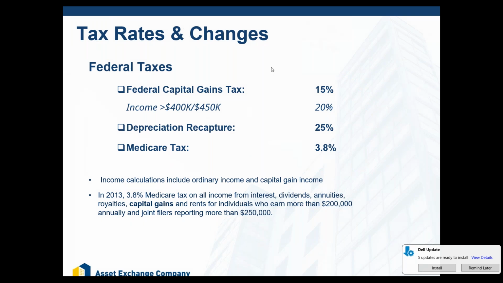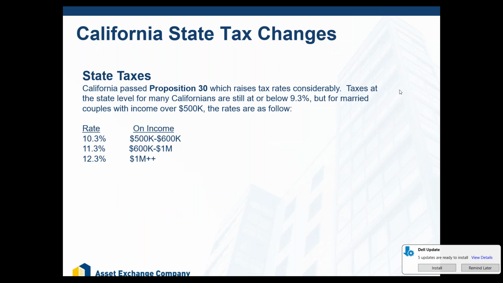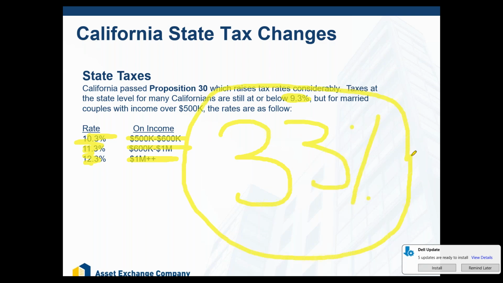Ladies and gentlemen, if you are sitting in the beautiful state of California, like I am, you're also going to have California state taxes to pay, which start at about 9.3%, but go as high as 12.3% depending on your income. So when all is said and done, if you decide to sell your real estate and take your money, you are going to pay about 33% of your gain to the government.